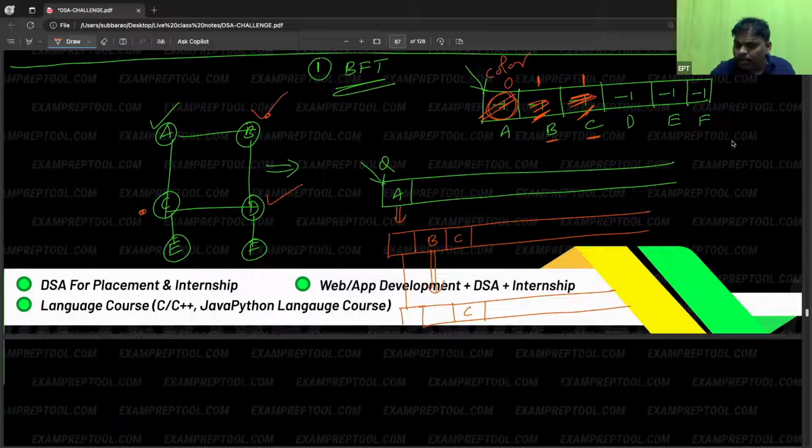And remember, B color is already 1. B deleted, B color is already 1. B adjacent is A and D. Immediately check.